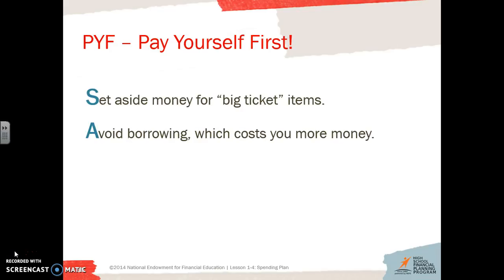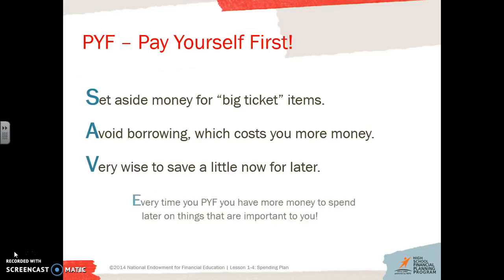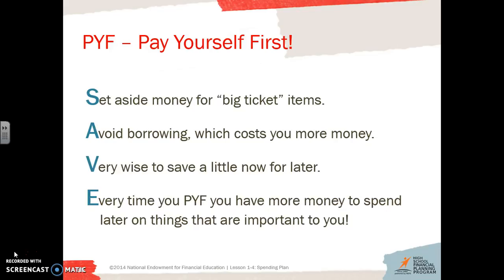Well, one way to do that is to pay yourself first. So in the month, when you get your income, set aside money for your big ticket items. So if you're saving to buy new tires like Michael was, or college, or maybe you're just saving up for a new pair of shoes, set aside that money as soon as you get your income. All right, so put that money aside.